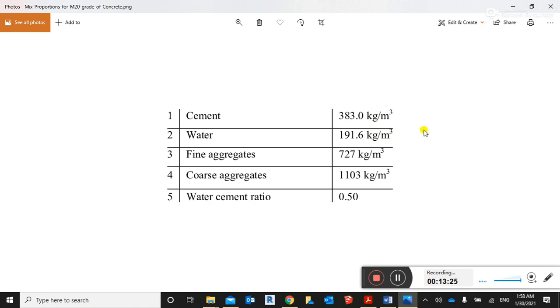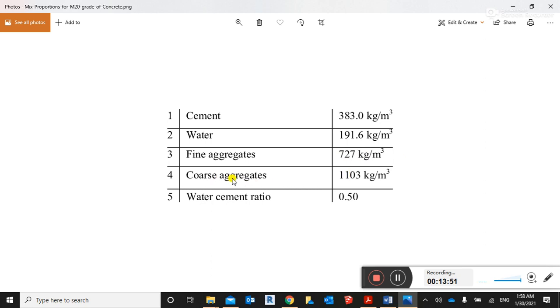It depends again on the condition of the concrete, whether it is a mild condition, severe condition or extreme condition. The amount of cement, sand, and aggregate varies, guys. Fine aggregate we can also call sand. The amount of sand in 1 cubic meter of concrete should be 727 kg.